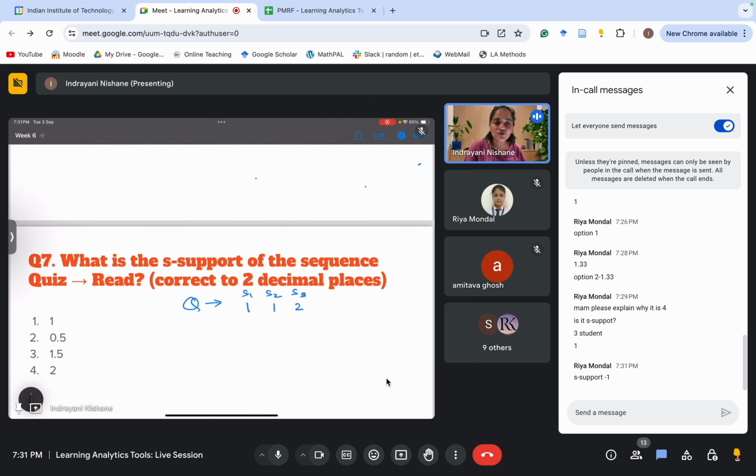For how many students has this occurred? 3 students, right? Out of 3 students. So S support is how many students it has occurred in out of how many students, which is 1. Option number 1. Yeah. So that's the difference between S support and frequency.